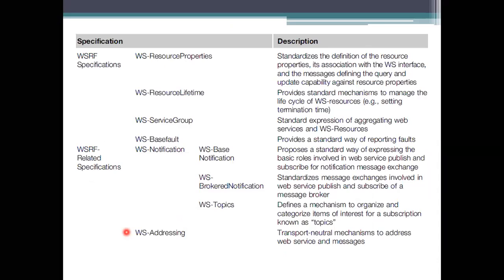The first one is the web service resource properties. Resource properties means what the resource is and what interfaces are associated with the resource, because we are creating more than one interface with that one. Also we need to take into account any messaging processing that has been done, or the queries or updates. All these things will be kept in mind when processing.